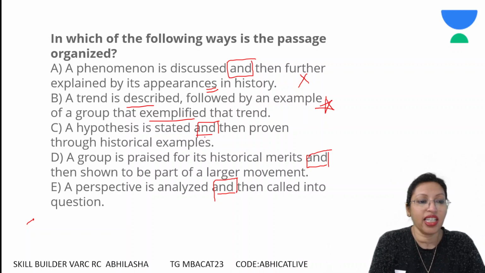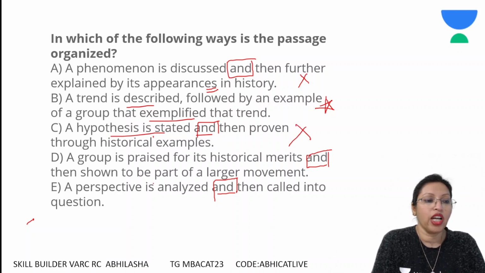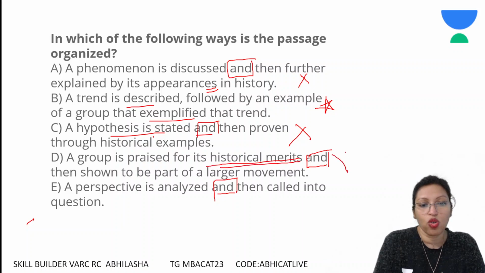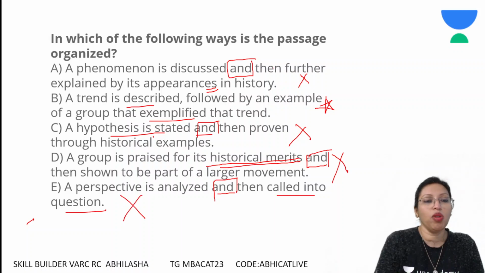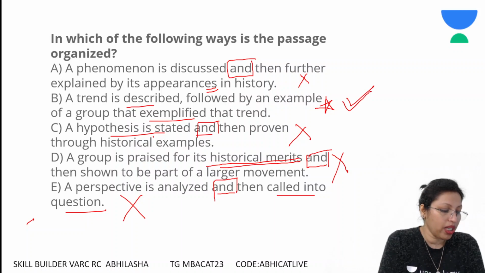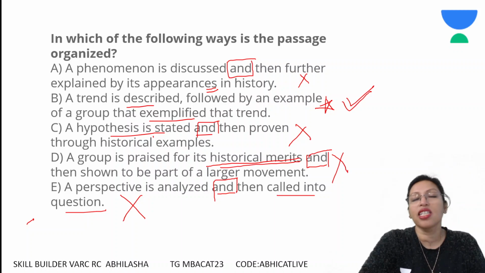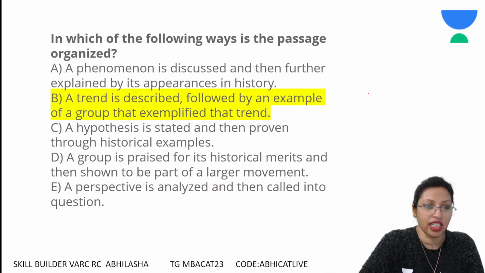A hypothesis is stated and then proven. Well, we did not state any hypothesis, so C cannot be the correct answer. A group is praised for its historical merits, but we did not praise any group for historical merits, so eliminate. A perspective is analyzed and then called into question means you doubt it. So this did not happen. So then the best answer for us should be B, that a trend is described followed by an example of a group that exemplified that trend. So 1960s black poet movements, how they became more militant. So the correct answer should be B, and here it is.